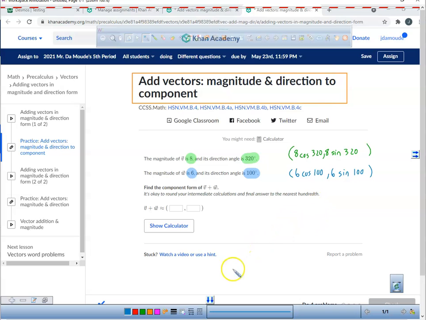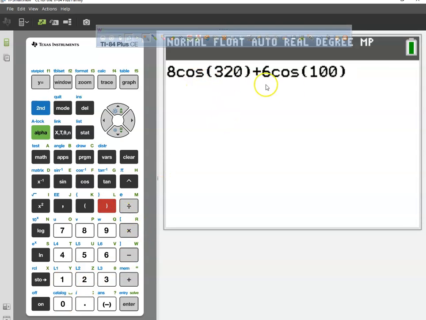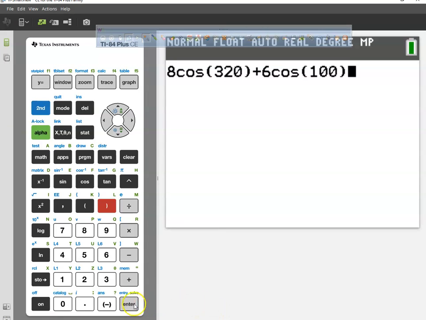Now watch this. You guys ready? See if you guys like this. Some of you are like, I like it. Some of you are like, what? Check this out. All right, help me out. 8 cosine 320 plus 6 cosine 100. What did I just do right there? I took my x components, and what am I doing with them? Heck yeah, we're adding them together.